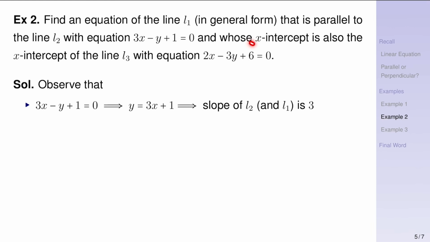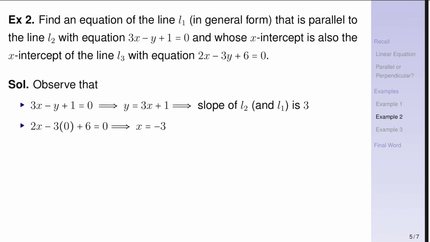We know that the x-intercept of our desired line is also the x-intercept of the line L3 given by this equation, which means that in order to obtain a point on our desired line, all we need to do is to obtain the x-intercept of L3. So we solve for the x-intercept of L3. To do that, you just set y here to be 0. And then once you have that, this one will be 0. Simplifying, it can easily be shown that x is equal to negative 3.